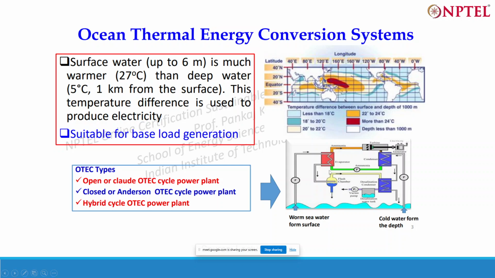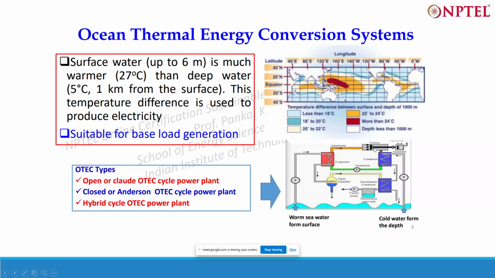In the ocean thermal conversion system, warm seawater from the surface is taken, and then this heats the evaporator. Here the refrigerant is there, ammonia, as a refrigerant. So this is a kind of organic Rankine cycle that you have studied in the previous slides also.